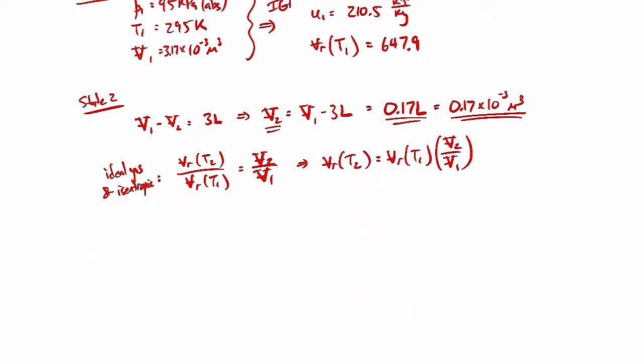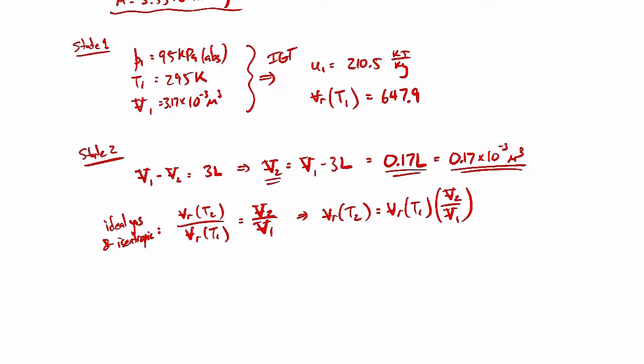And we just calculated what V2 is. So V2 was the 0.17 liters. V1 we know is up here at 3.17 liters. The VR at T1, the relative volume at T1, we found from the table. So we can then calculate what the VR at T2 is. That comes out to be 34.745.